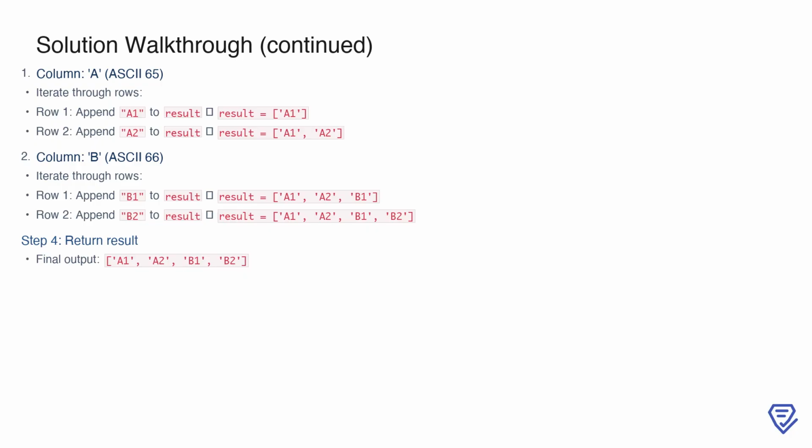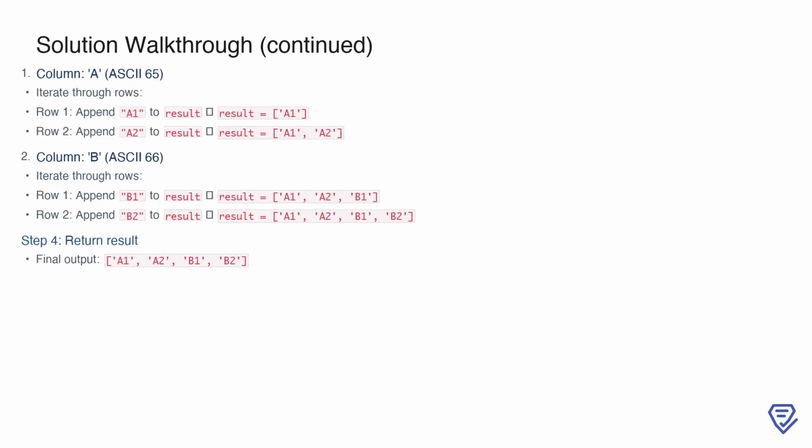We begin with column A, which corresponds to the ASCII value 65. For this column, we iterate through its rows. The first row is 1, so we append the cell A1 to the result list, making it A1. The next row is 2, so we append A2, updating the result to A1, A2.